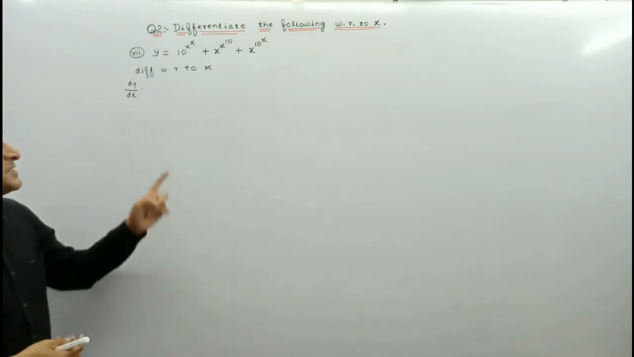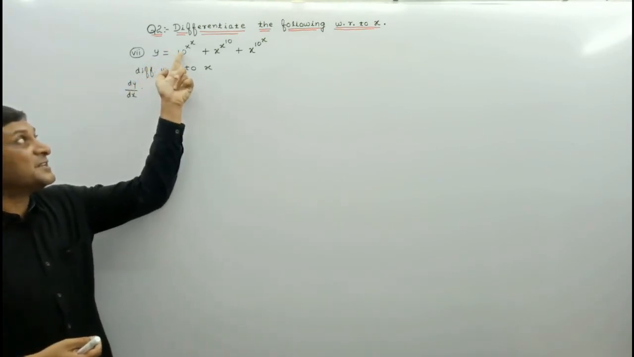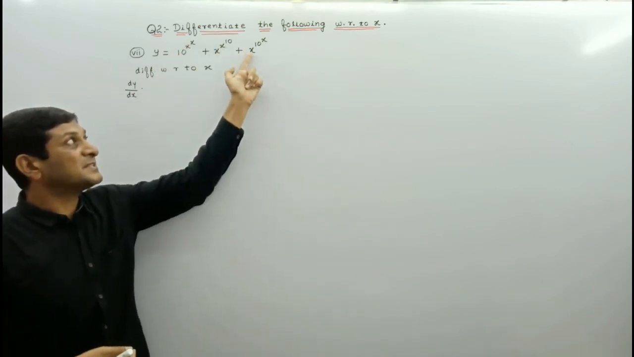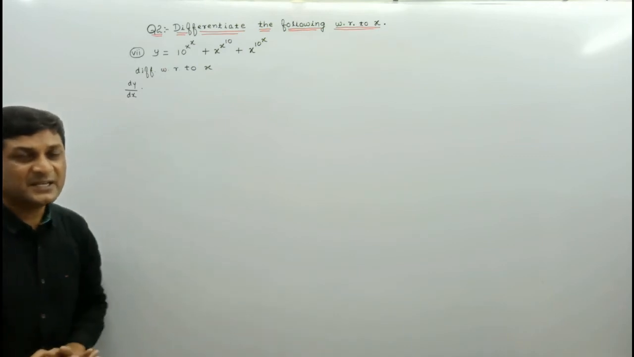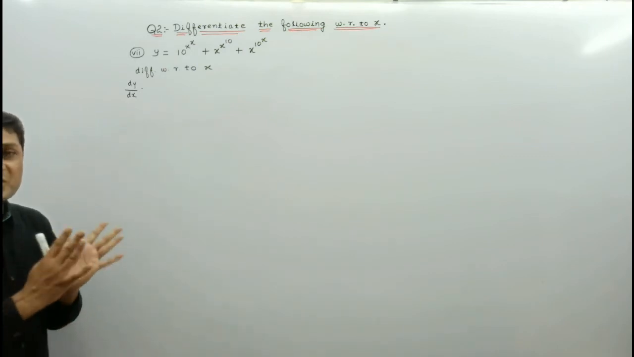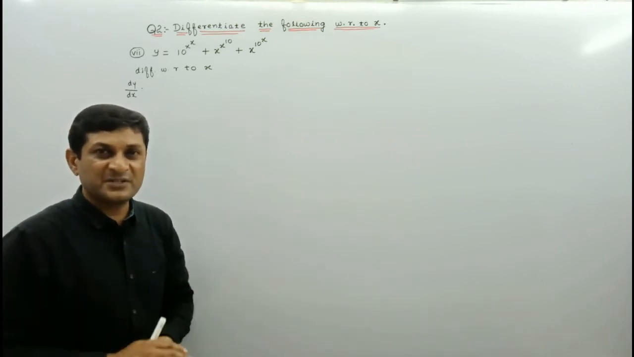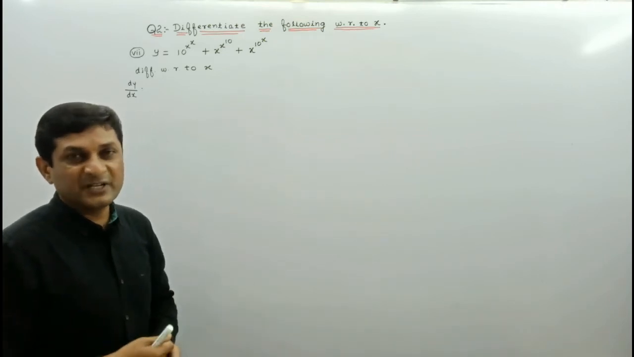Now see example number 7. In this case, what is the given function? y is equal to 10 raised to power x plus x raised to power x raised to power 10 plus x raised to power 10 raised to power x. We can observe that all the functions are in the form of f of x raised to power g of x, and to find out its differentiation we have to apply the logarithmic differentiation method.